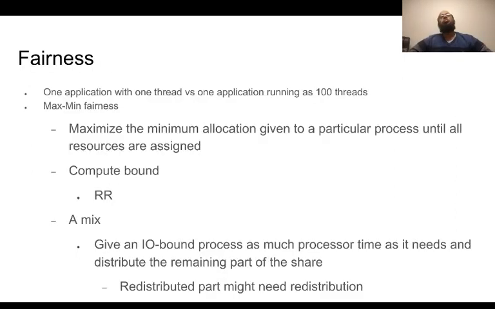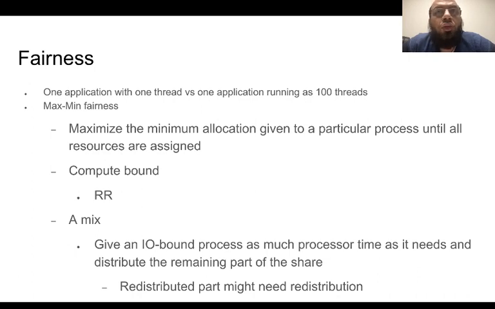One thing that we have to emphasize, and that is the reason why we have IO processes basically releasing the processor, is the concept of fairness. I mean, we talked about fairness. Fairness has many definitions and many meanings. One of them is max-min fairness, where you are basically maximizing the minimum allocation given to a particular process. So you maximize the time that you give to a particular process until all resources are assigned.